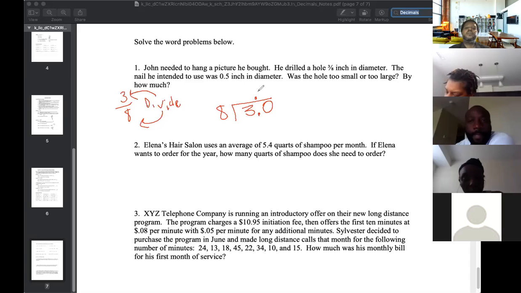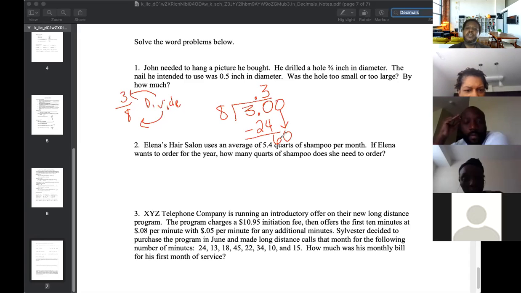Three times. What is 8 times 3? 24. Very good. That means I have 6 left. That means I need to keep going with my division. So I'm going to add another 0 and bring that down. How many times does 8 go into 60?